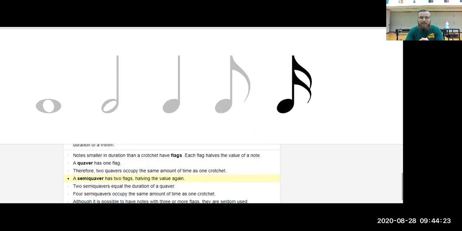Now, when you put 2 flags on it, now it's worth half of an eighth note, which would be a 16th note. So you just keep dividing your fractions out to figure out what to call the note.